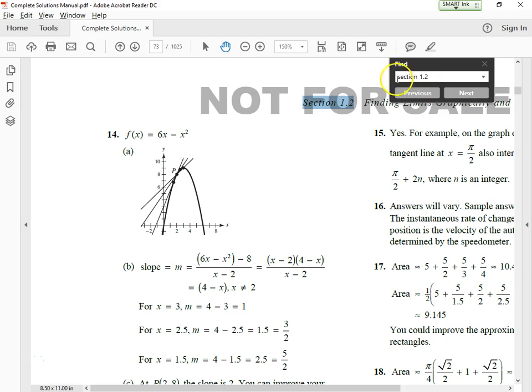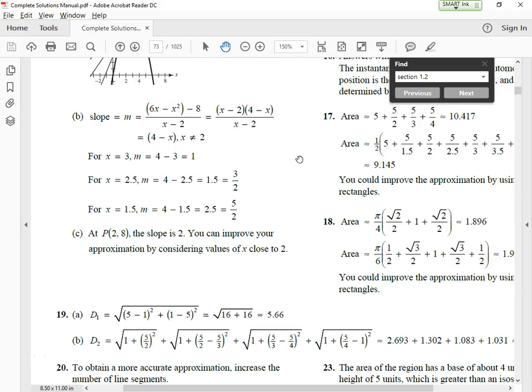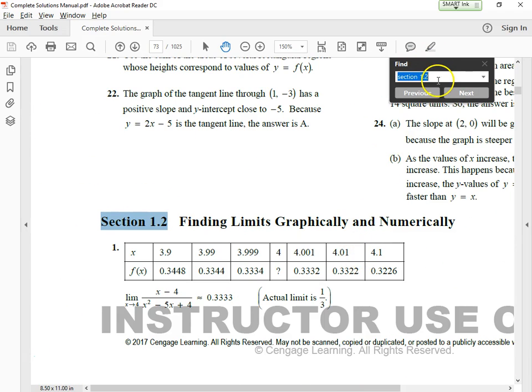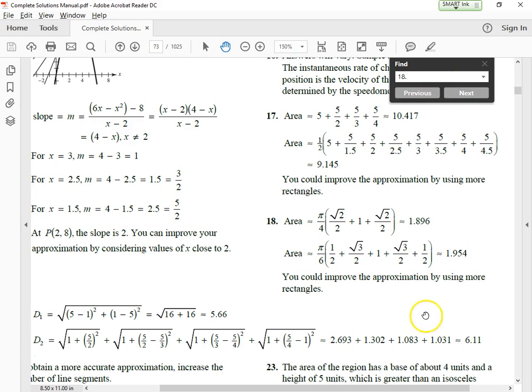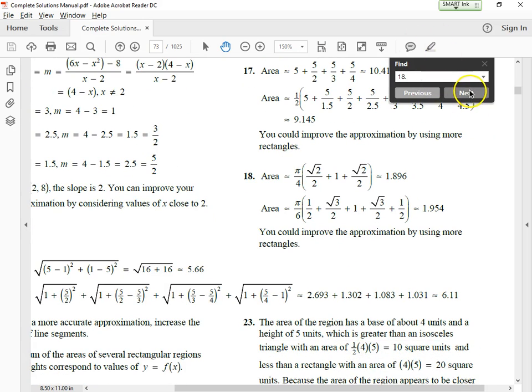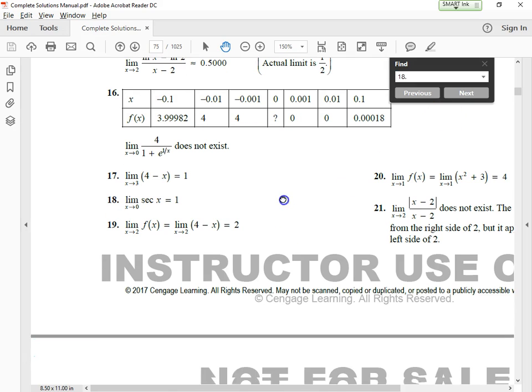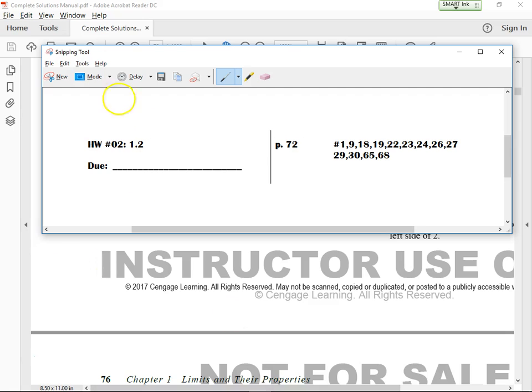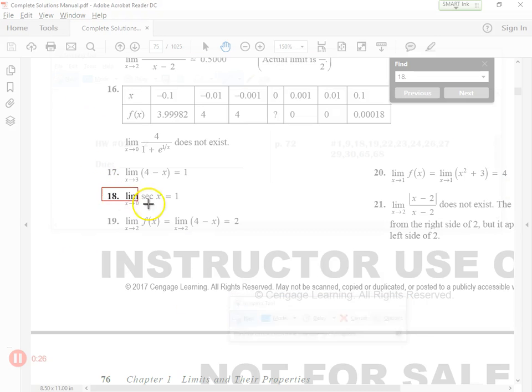Guys, what was homework on before we go there? I mean, we're there. Limits. Good, it was on limits, graphically and numerically. Oh, that's area. That's not the right one. There we go. Okay, so number 18. Wait, that's not the right number 18, is it? No. That's the right number 18. The limit as x approaches 0 of secant is 1.